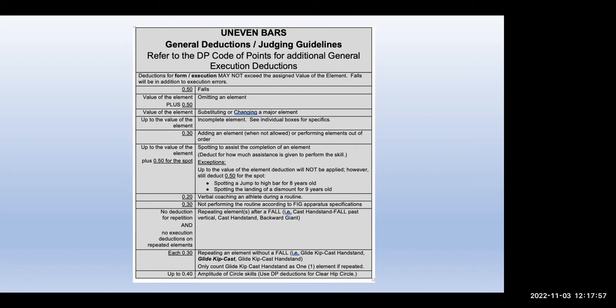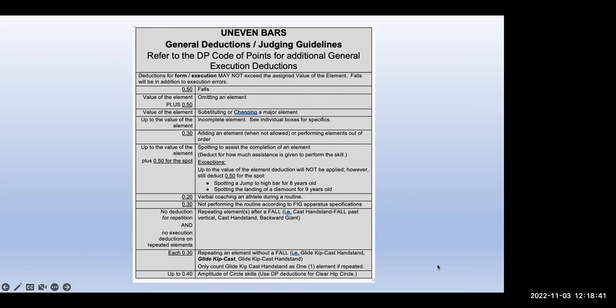So if you think back to our compulsory program, when an athlete falls off on something and they get back on the equipment and they have to do some skills to get back to the point where they fell, we are not judging or deducting the repeated skills until they get to the point of interruption. In optionals, it's different. In compulsories, we're using a compulsory rule here. So repeating an element after the fall, she does cast handstand falls after vertical, and she has to repeat the cast handstand to get into the next skill. We are not going to deduct the repetition until she gets to the point of interruption.